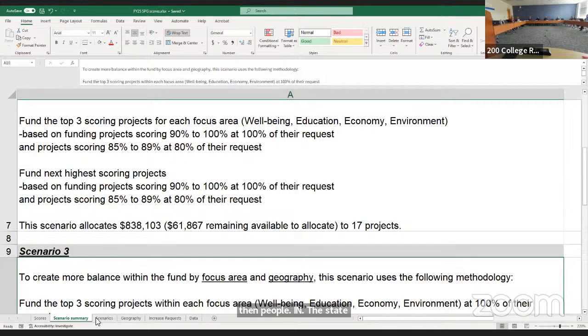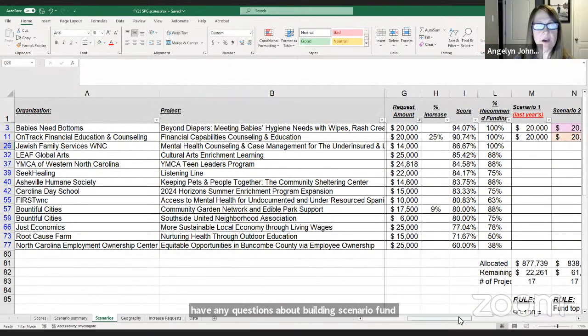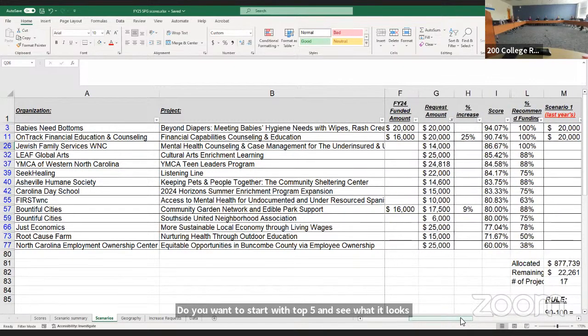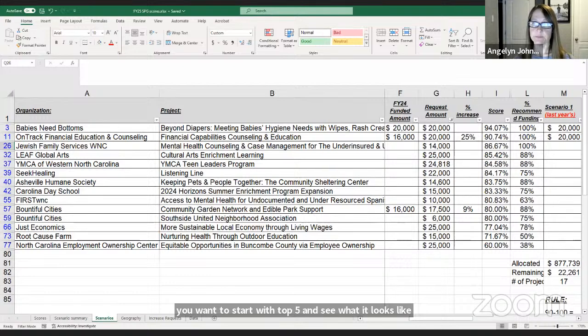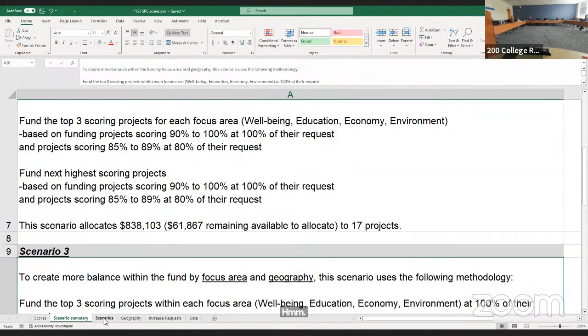Angela, do you have any questions about building scenario 5? Yes, so how many of the lower scoring do you want to include? Do you want to do the top 5 of the lower amounts, or how many? Do you want to start with the top 5 and see what it looks like? Sure. And then the same logic, that 90 and above at 100% or 85 to 89 at 80%? 100%, 80%? Let's try it. Okay.